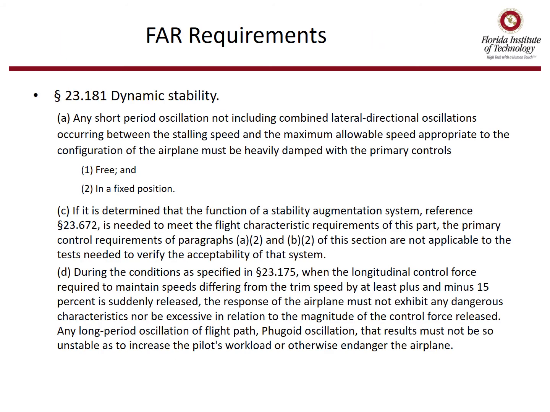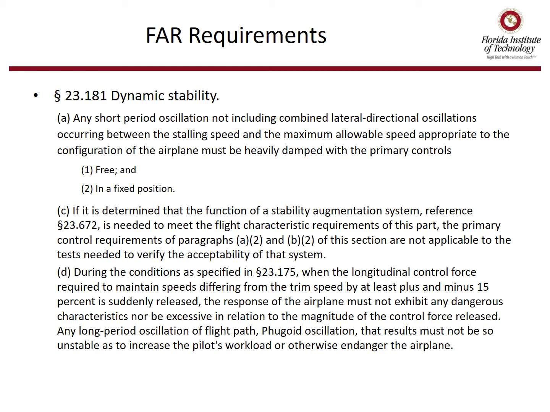Now we'll look at the FAA's requirements for dynamic stability, and they fall under, at least in the old FAR Part 23, paragraph 181, called dynamic stability. Paragraph A says any short period oscillation, not including the combined lateral directional oscillations, occurring between the stalling speed and the maximum allowable speed appropriate to the configuration of the airplane, must be heavily damped with the primary controls both free and in a fixed position.